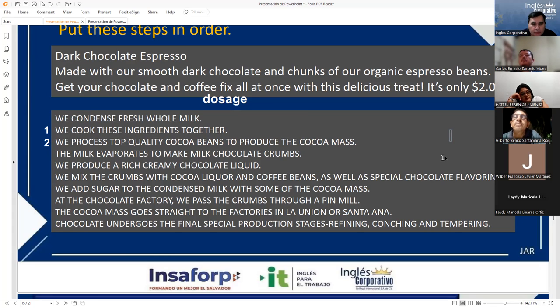Maybe we condense fresh warm milk. Maybe we condense the milk. Okay, get it ready. Let's see if this works. Okay, what's the next one? After condensing the milk.